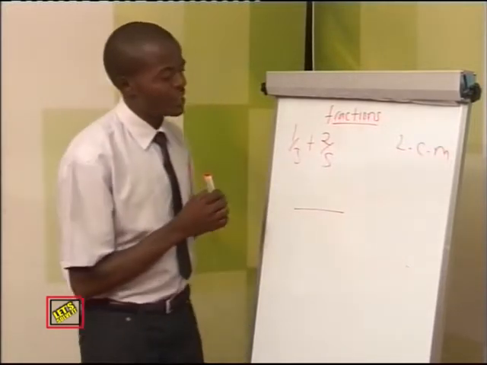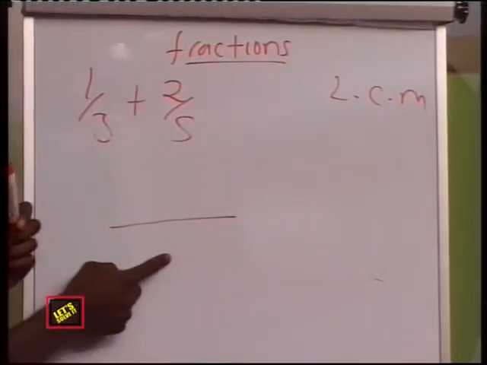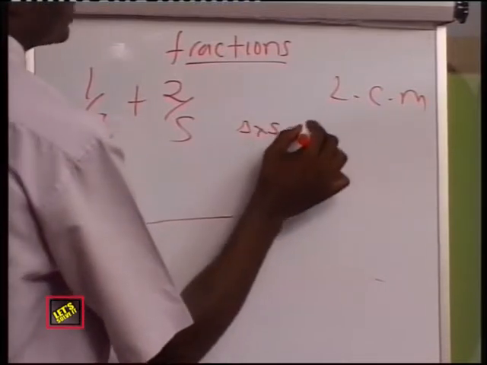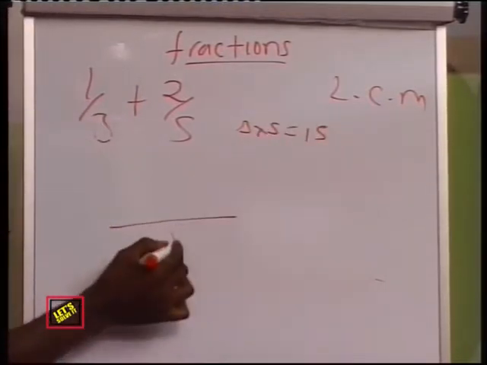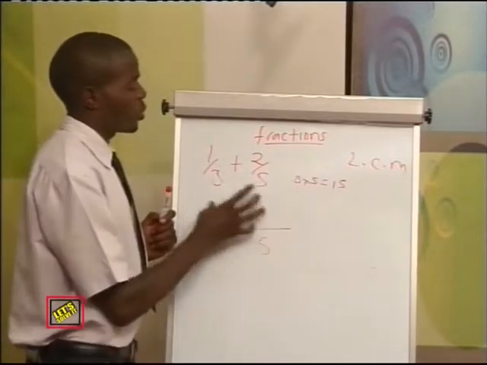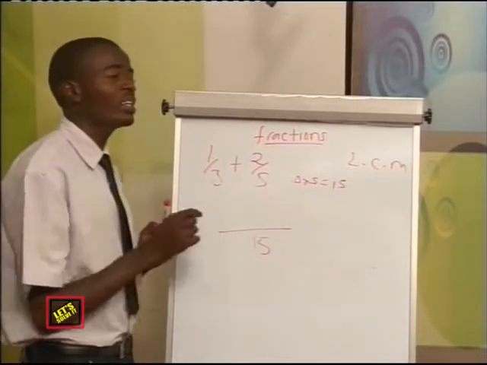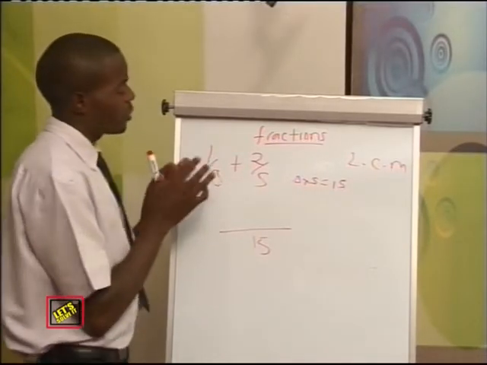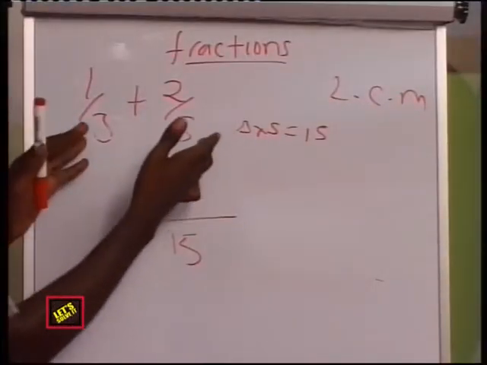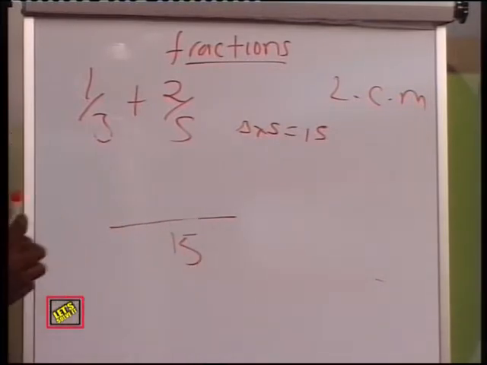So what we do here is multiply the two denominators to get the LCM. We're going to multiply 3 times 5. So 3 times 5, the answer is 15. So that is our lowest common multiple of 3 and 5. It means that these two numbers can go into 15 without leaving a remainder. So each time you find difficulty in finding the LCM of two numbers, just multiply the same two numbers and they'll give you the LCM you're looking for.